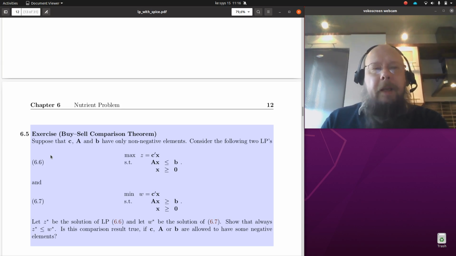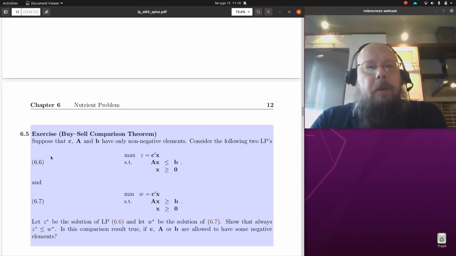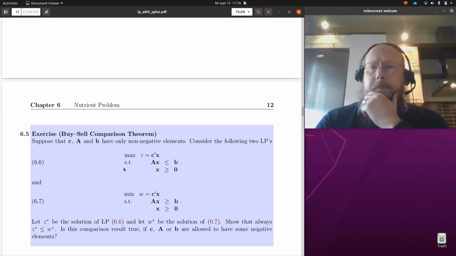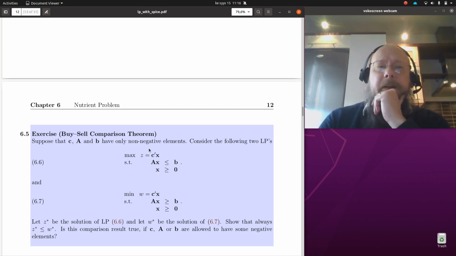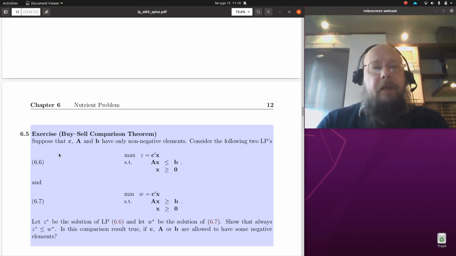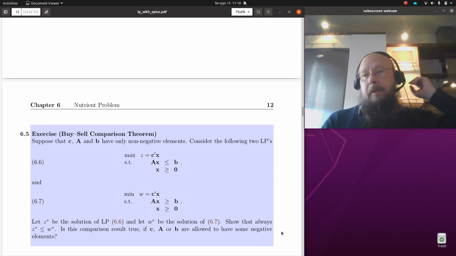Okay, and then there is an additional question. So we always had c, A and b positive. So is this necessary here? Could it be that this is a very, very general theorem, that whenever you have a maximization and minimization related like this, then the min solution is always bigger than the max solution, even if c, A and b may have some negative elements? So is it true also in that case?